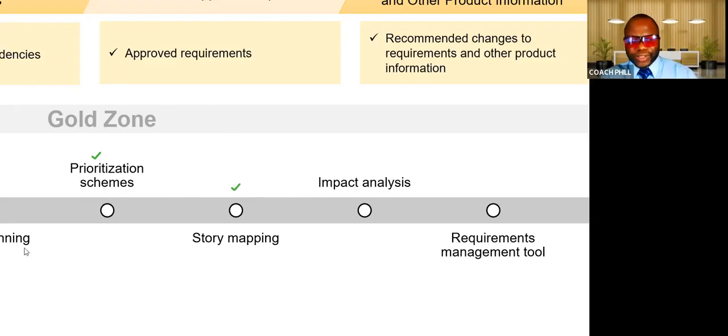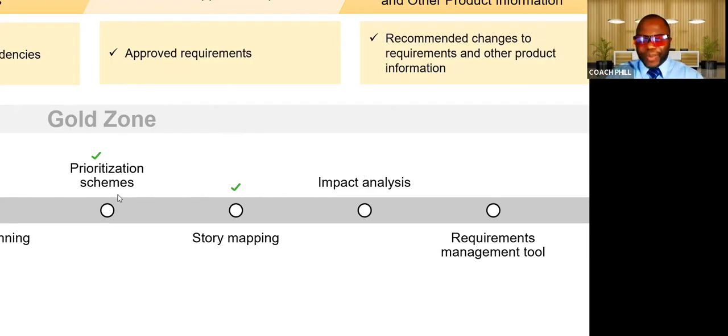Next one we have here is story mapping. We've talked about this before. The key about the story map, it shows the sequence of stories, shows them at a high level, shows them going into more detail, and it gives us a good idea for what could constitute a minimum viable product.